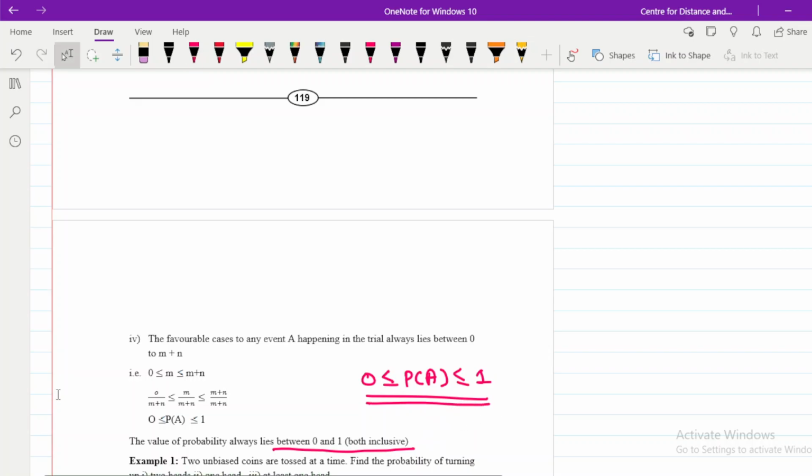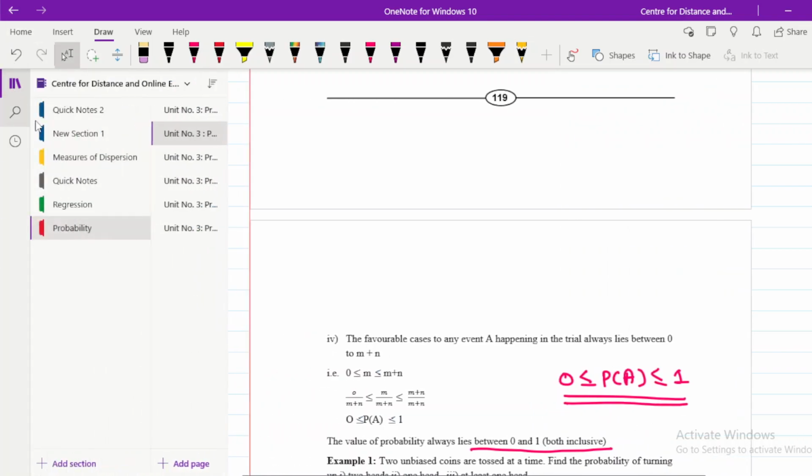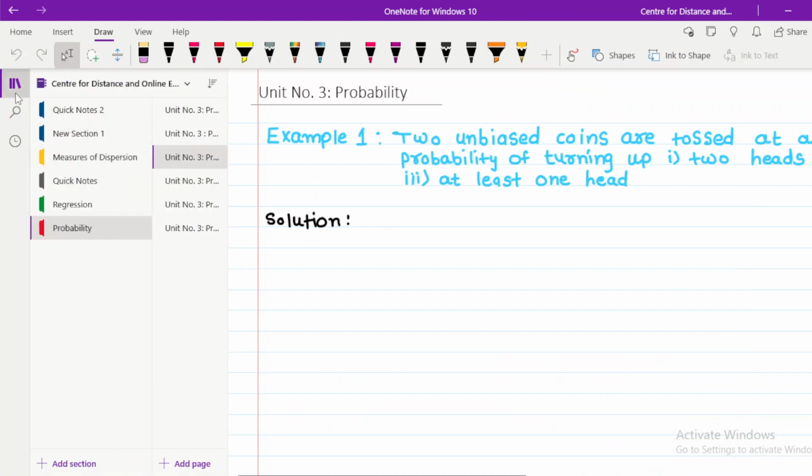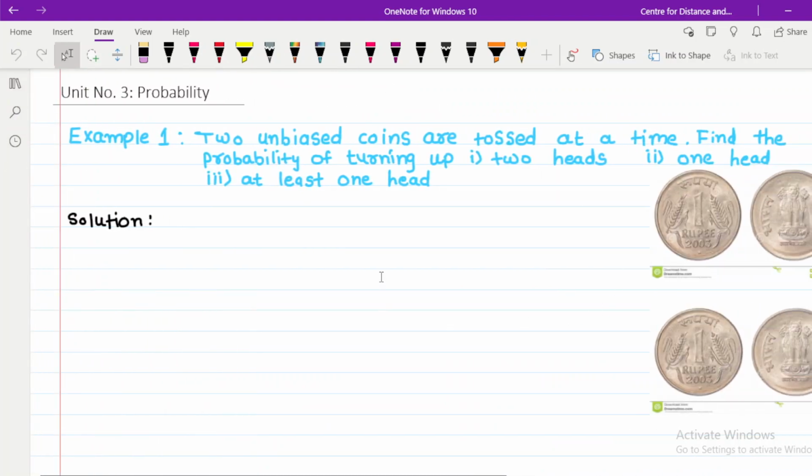Okay, now we see an example on probability, that is example number 1. Two unbiased coins are tossed at a time. Find the probability of turning up first, two heads, second, one head, third, at least one head.